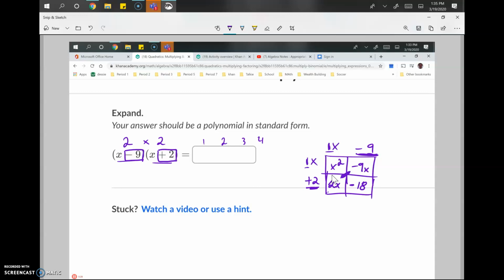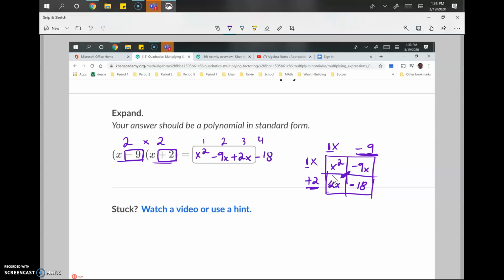Then I look at this box and I'm like, oh, okay, here are my 4 things. X squared comes out first. Then we've got negative 9x. Then we've got a negative 18. Nope, sorry. Then we've got a 2x, which is a positive 2, so plus 2x. And we've got negative 18.